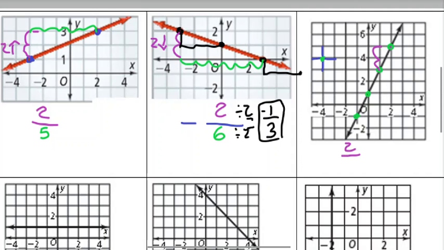And now how many over do I have to go? I have to go over 1. So I went over 1, so it'd be 2 over 1. And if I simplify 2 over 1, it's just 2. So my slope of that line is 2.